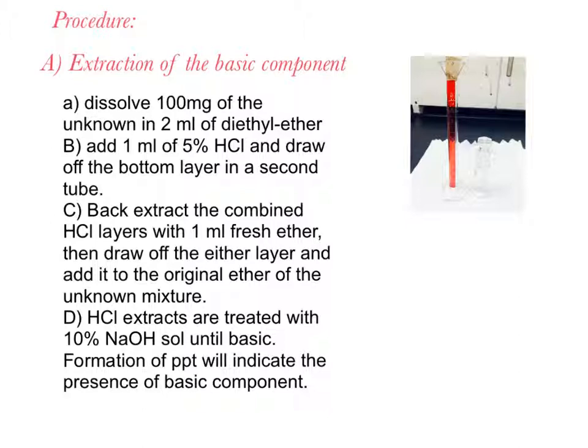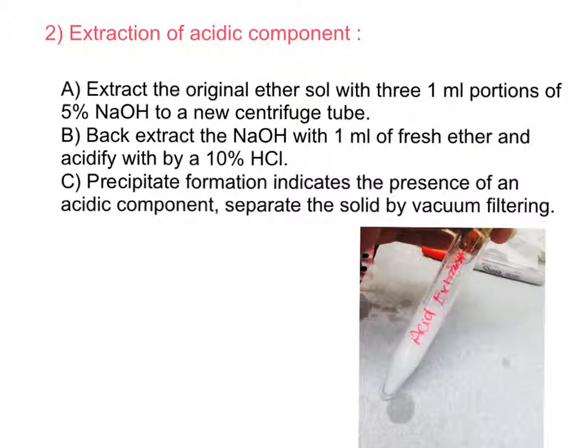The HCl extracts are treated with 10% sodium hydroxide solution until basic, tested by blue litmus paper. If a precipitate forms, this means that there is a basic component in the mixture. The student then tested for the acidic component.